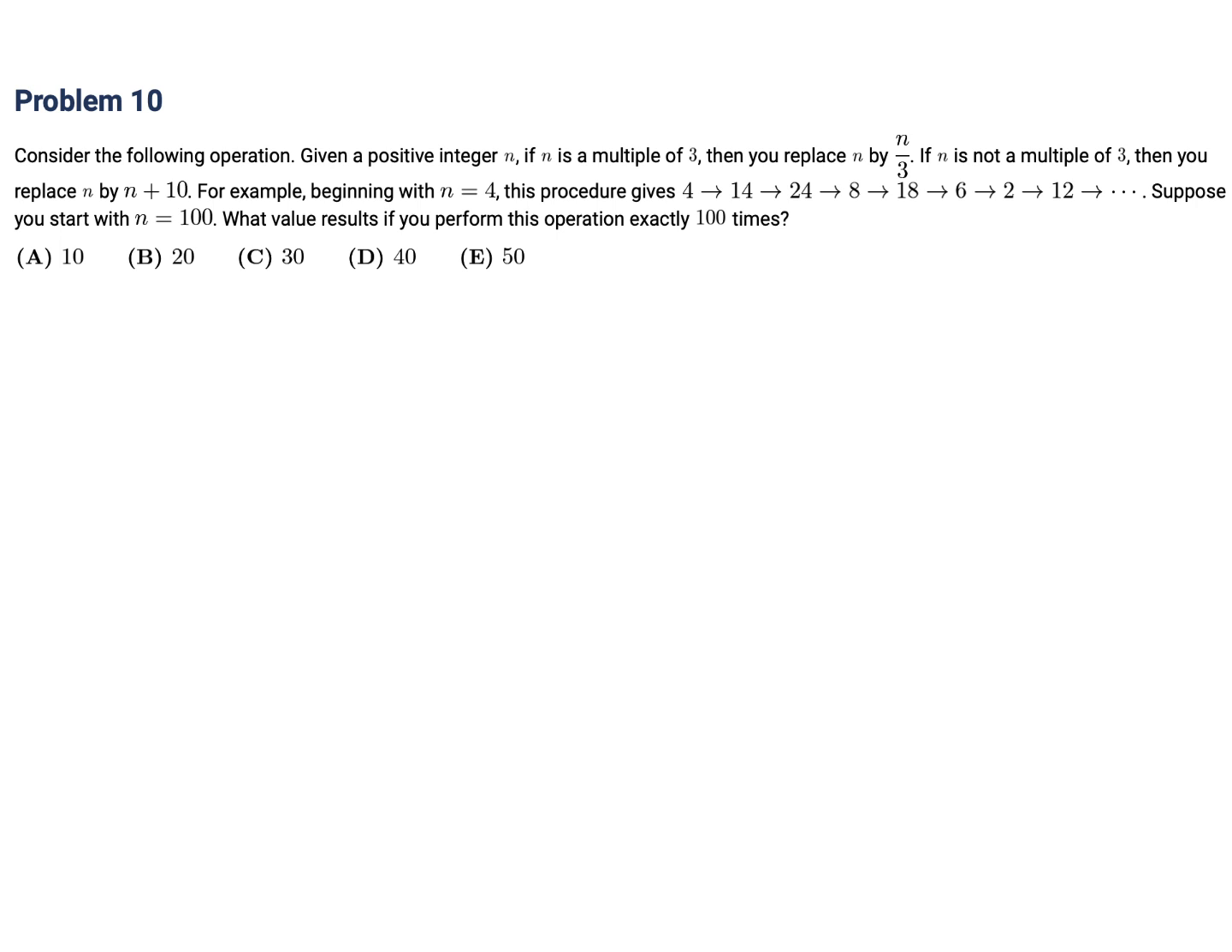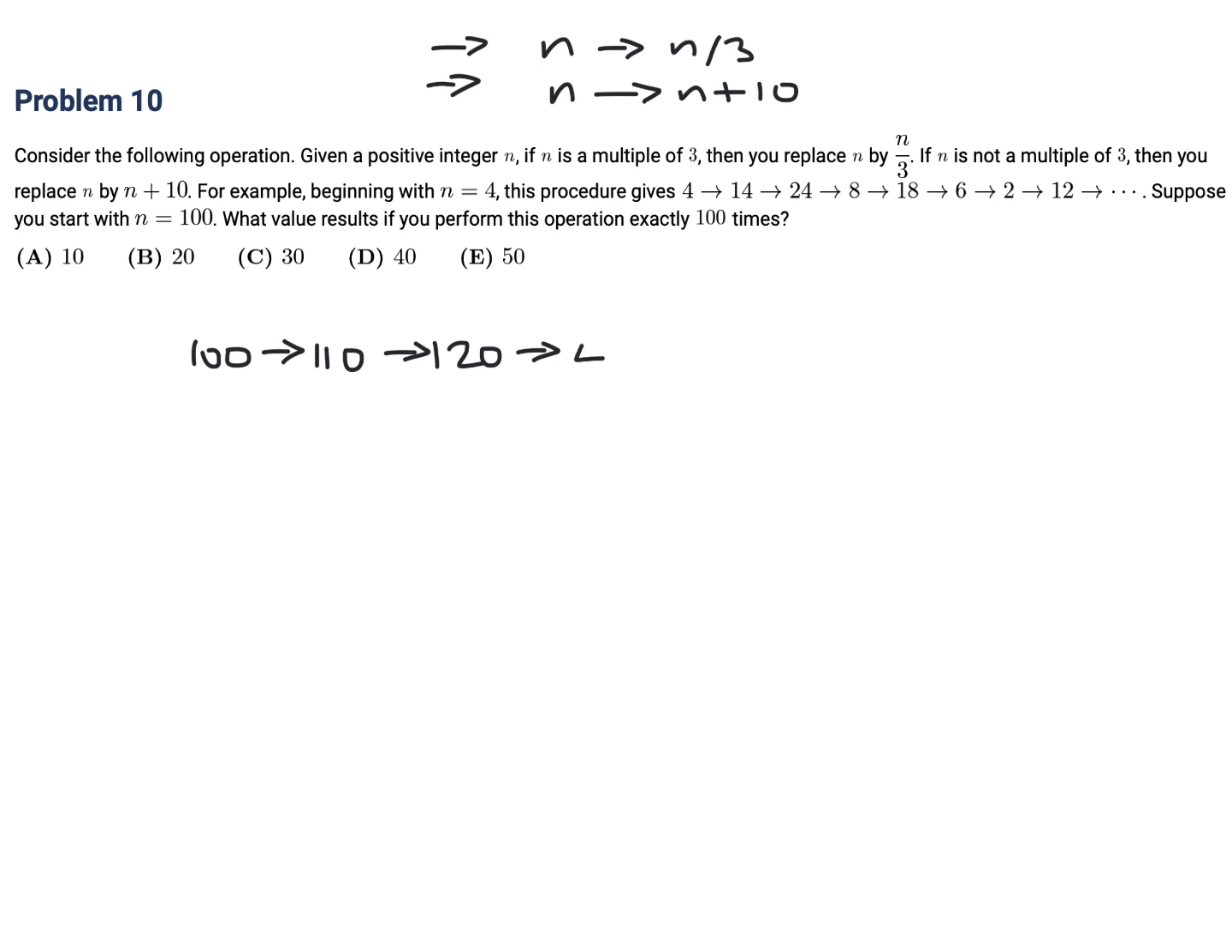Okay, so let's do this. We start with 100. Is that a multiple of 3? No. So if it's not, we go from n to n plus 10. Correct? So that would go to 110. And then is that a multiple of 3? No. So we would, again, use that operation. So we go to 120. But 120 is a multiple of 3. So if it's a multiple of 3, it goes from n to n over 3. So we go from 120 to 120 divided by 3, which is 40.